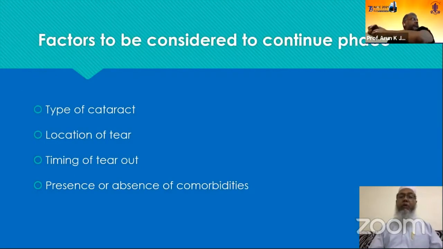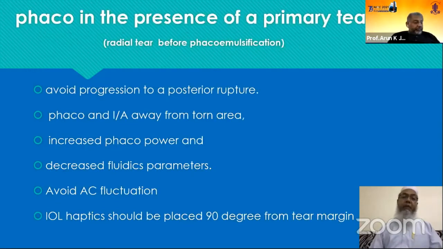If we decide to continue phaco, certain factors are to be considered, like the type of cataract, white, hypermature, intumescent, pediatric cataract, etc., the location of the tear, the timing of the tear, primary, secondary, or spontaneous, and the presence or absence of comorbidity like pseudoexfoliation, zonulopathy, etc. In a primary tear, that is before starting hydroprocedure and phaco, take care not to do any maneuver that may extend the tear to a posterior rupture.